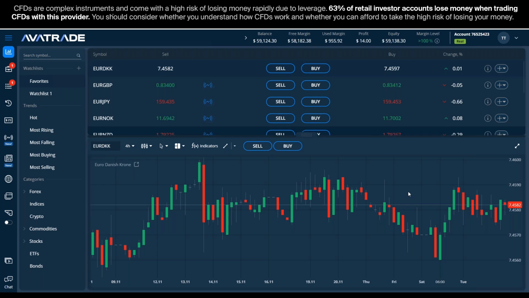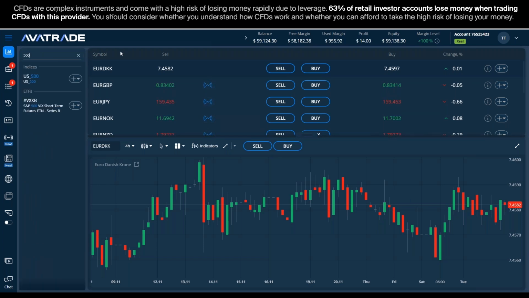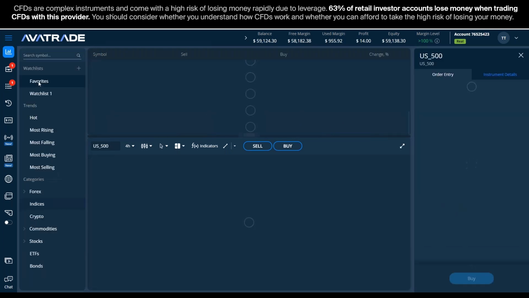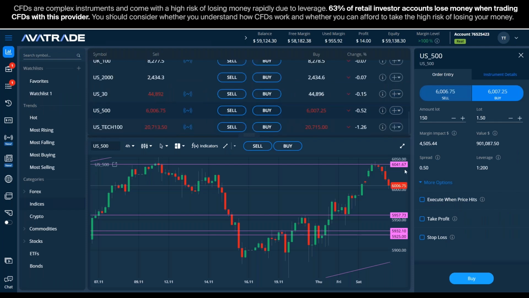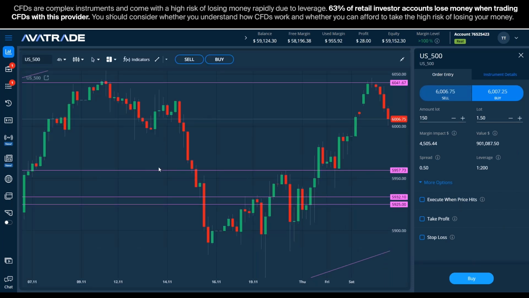Okay, I don't see any questions popping up. I'll go ahead and pull up maybe a major index. If we look at the US 500, we can see there's been quite a bit of rising and then a pullback since earlier today. So it reached a resistance level here.